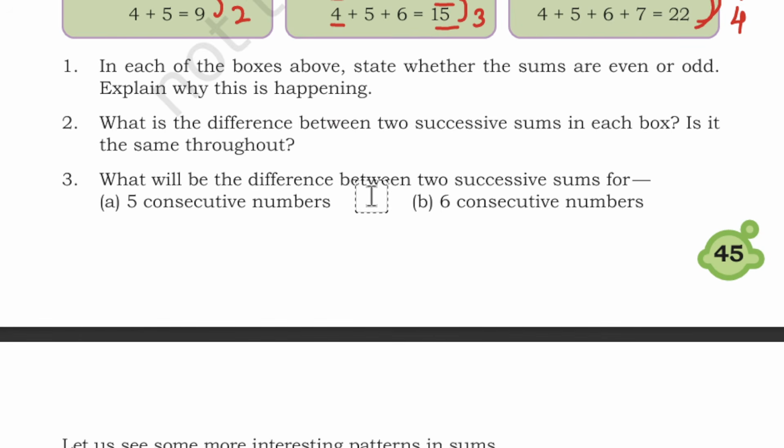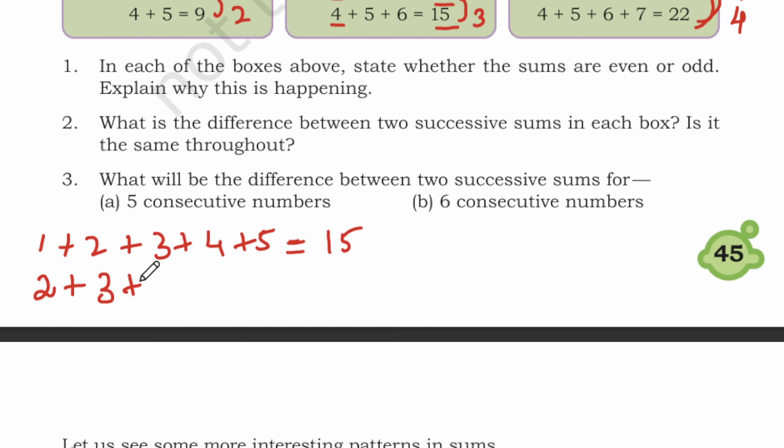So what will be the difference between two successive sums for 6 and 5 consecutive numbers? Okay, we will do this. So first we will do 5 consecutive numbers. So we have 1 plus 2 plus 3 plus 4 plus 5. So 5 plus 4 is 9, 10, 11, 12, 13, 14, 15. Next we will have 2 plus 3 plus 4 plus 5 plus 6. So 6 plus 5 is 11, 12, 13, 14, 15, 16, 17, 18, 19, 20.